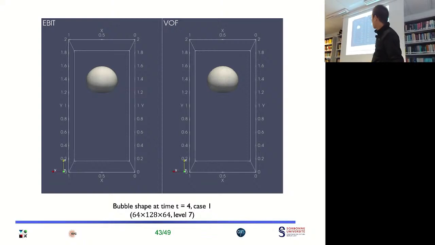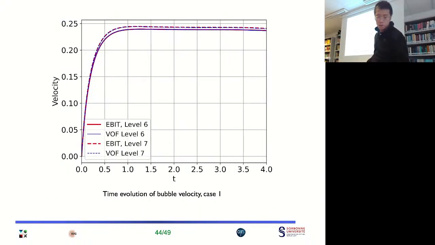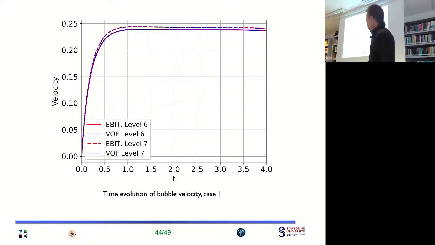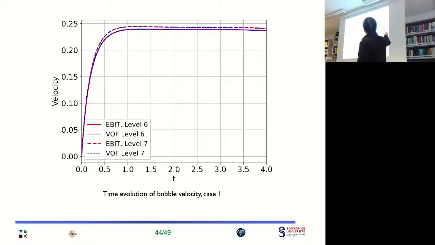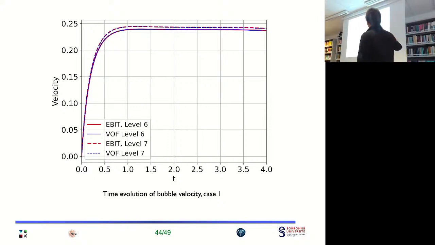For the first setup, for the time evolution of the rising velocity, the result obtained with the Wolf method is slightly lower than those obtained with the EBIT method for the mesh resolution under consideration.